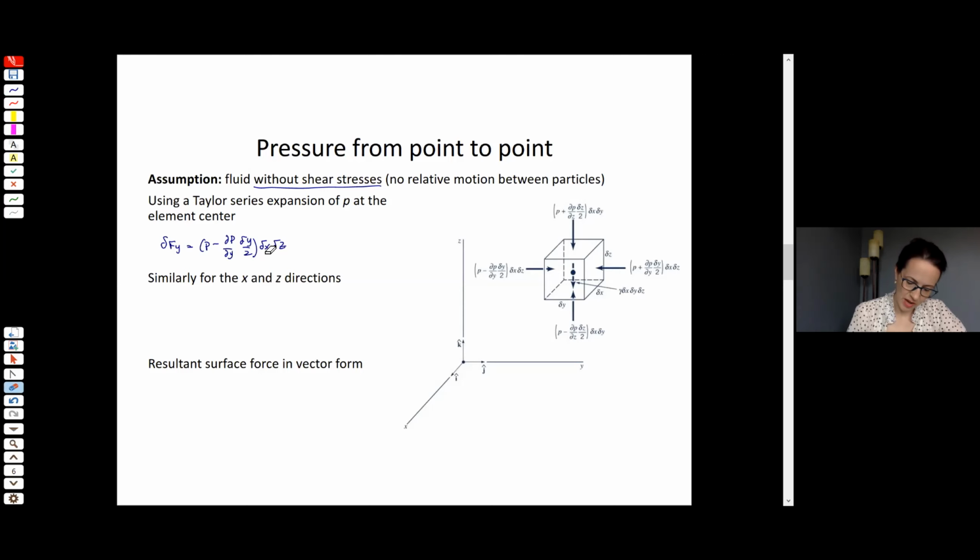Minus, on the other face, we've got P plus dp/dy times dy over 2 times dx dz, or if we combine those terms, we get minus dp/dy times the infinitesimal volume. Okay, we can do the same thing in the x and z directions, and when we do, we find that the infinitesimal force in the x direction is minus dp/dx, surprise, surprise, times the infinitesimal volume, and the same thing in the z direction.